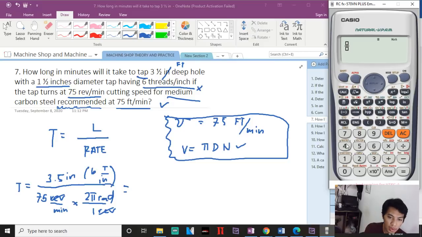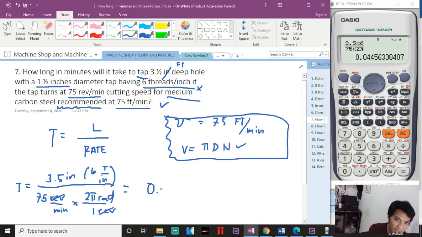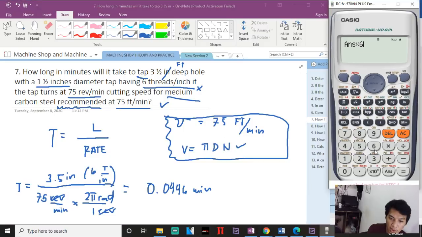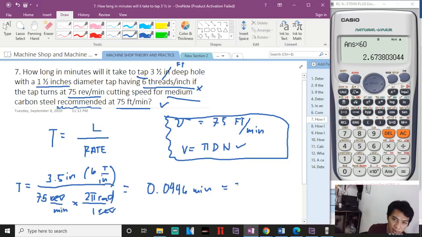Okay, that is 3.5 times 6 threads per inch. 9 unit yung thread. And then 75 times 2 pi. Okay. 0. Realistic naman, 0.0446 minutes. Times ko na lang ng 60 seconds. Ilan seconds? 2.67 seconds. Realistic naman.